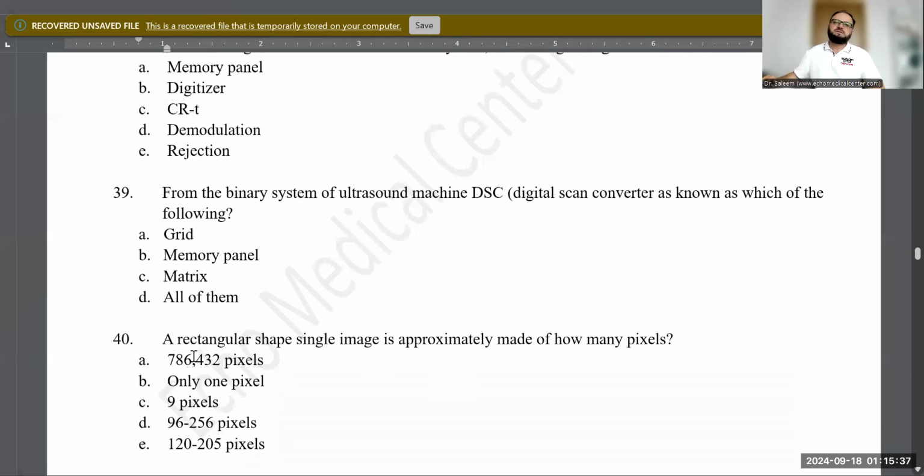Okay, so the last question is, a rectangular shaped single image is approximately made of how many pixels? It's just approximate. What do you think? A picture, a rectangular shaped image, is made of how many pixels? Yes, 100% correct. A is the correct answer. 786,432 approximately, those are the pixels. Absolutely correct.